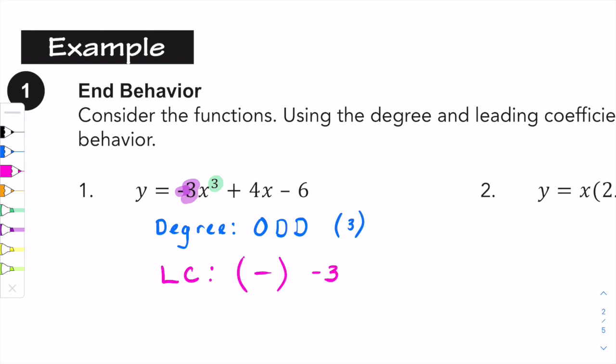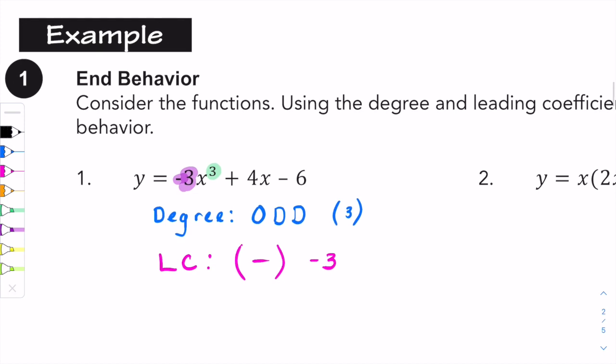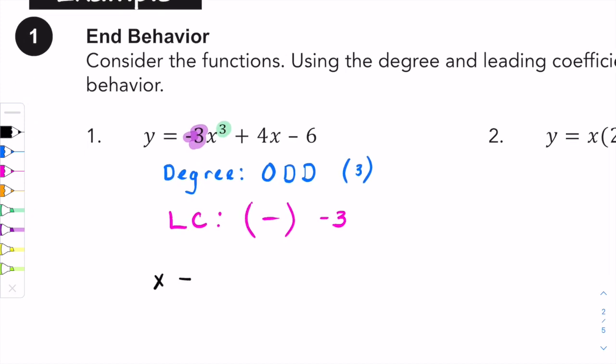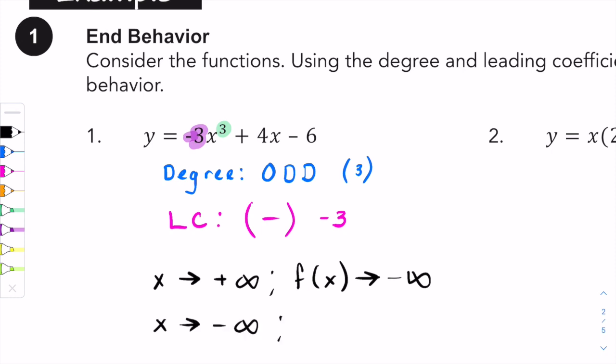So on your note sheet, you should just look above and notice that this matches the section saying it's an odd degree and a negative leading coefficient. So that would be the bottom right corner of the chart we just went through. And that specifically matches the end behavior that says as x approaches positive infinity, the function is approaching negative infinity. And as x approaches negative infinity, the function is approaching positive infinity. And that's your answer.